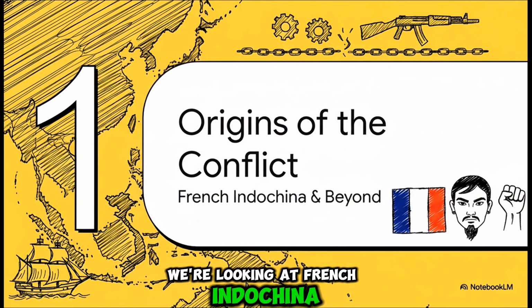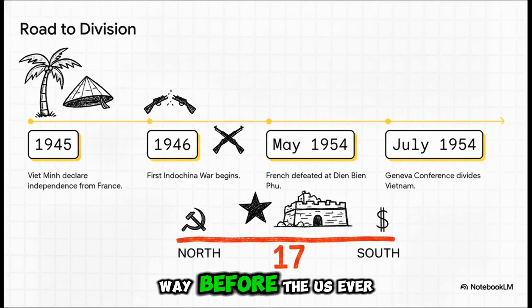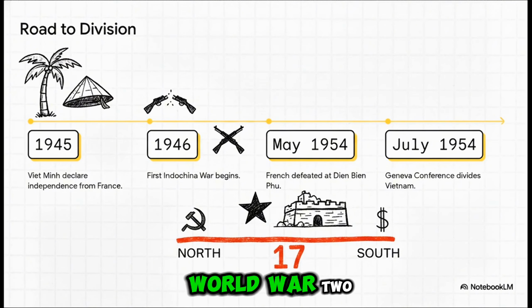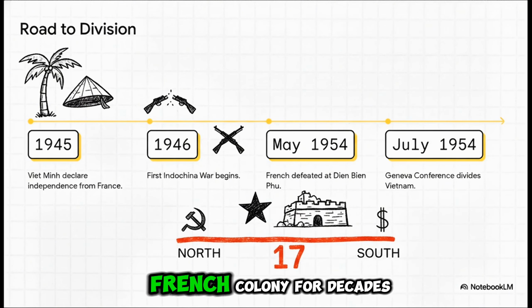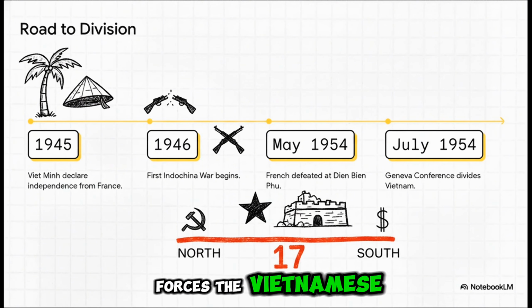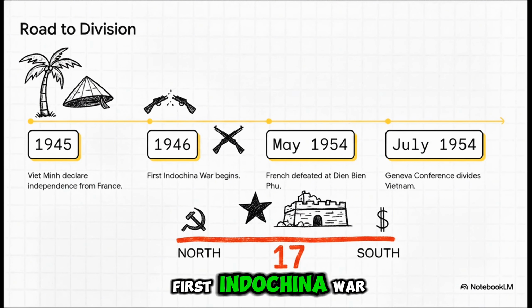We're looking at French Indochina and beyond. It's wild, the roots of this whole thing actually started way before the US ever sent a single ground troop. It traces all the way back to the end of World War II. See, Vietnam had been a French colony for decades, but the people there were totally exhausted by foreign rule and fiercely wanted their independence. So Ho Chi Minh's communist forces, the Viet Minh, fought off European colonial rule during this grueling 8-year conflict called the First Indochina War.